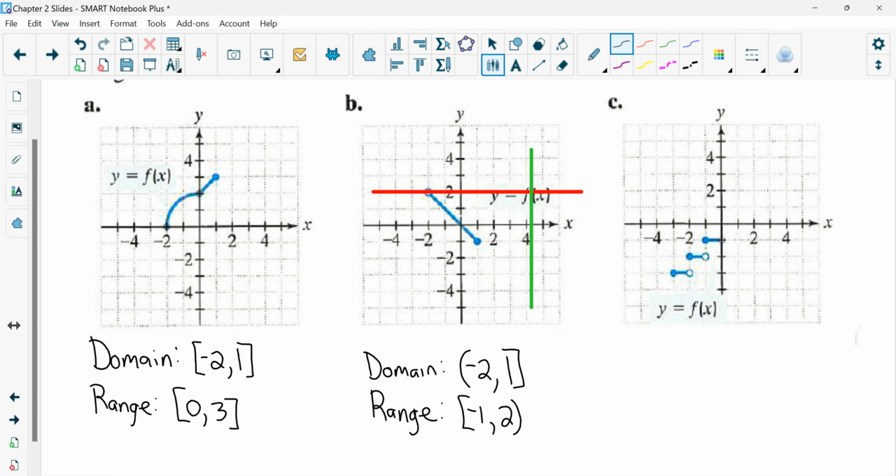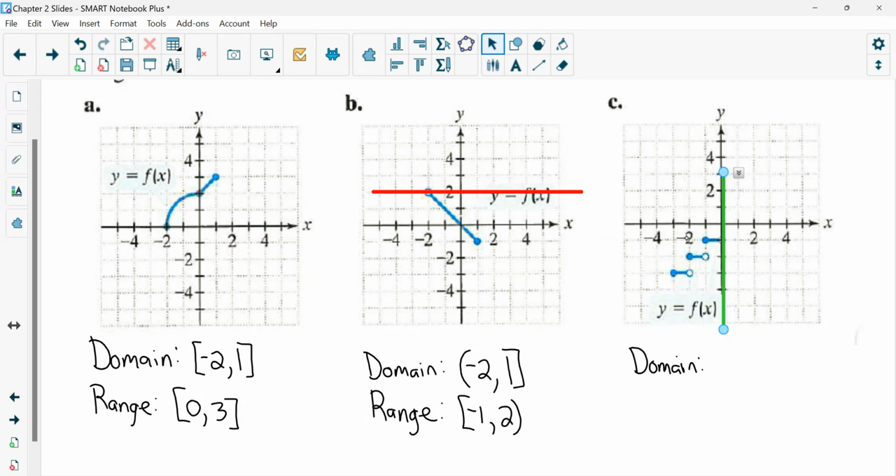Now letter C is what we call a step function. Notice it looks like steps. It goes from here, up there, up there. So our domain, we're still looking how far left and how far right. So how far left are we going? Furthest left we go is -3, and that's a closed dot.